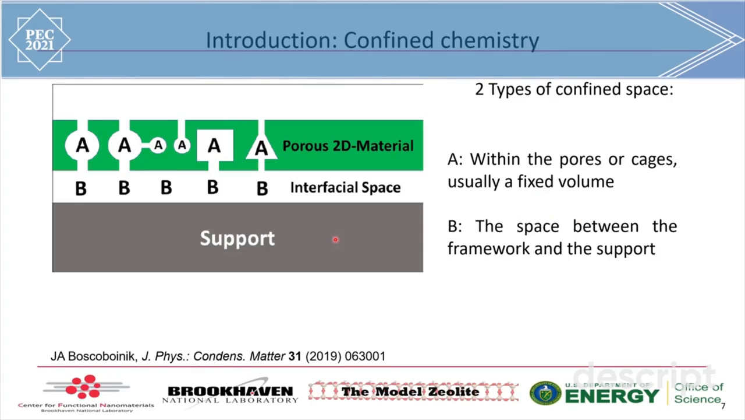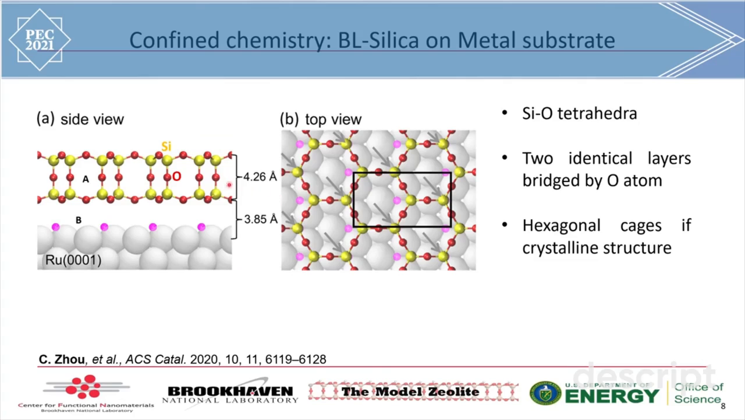Generally speaking, there are two types of confined space in porous two-dimensional materials grown on a support. Type A is within the pores or the cages, which usually have a fixed volume, and type B is the space between the framework and the support. So in our model system, which is silica bilayer supported on ruthenium, we also have two different types of confined space: within the pores and at the interface.